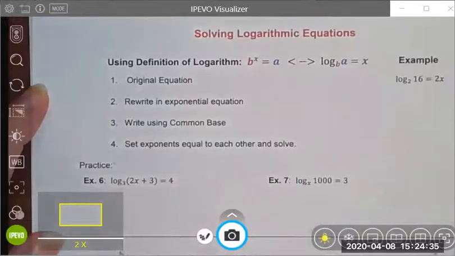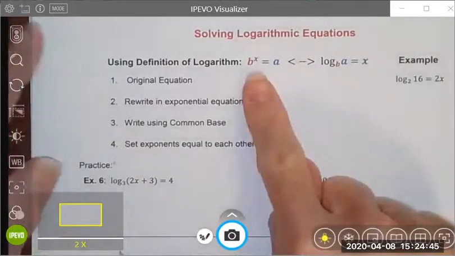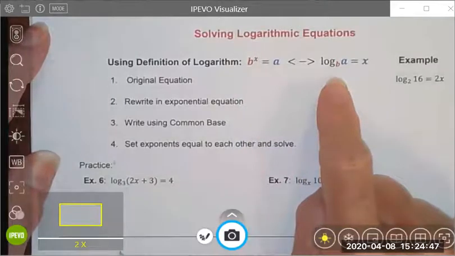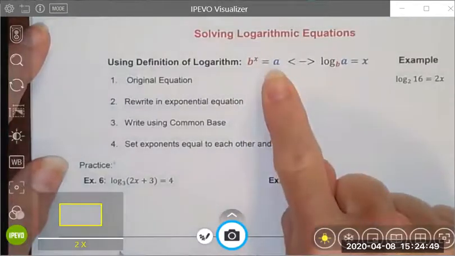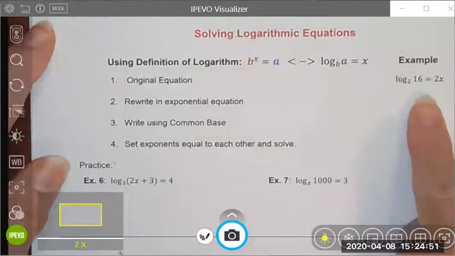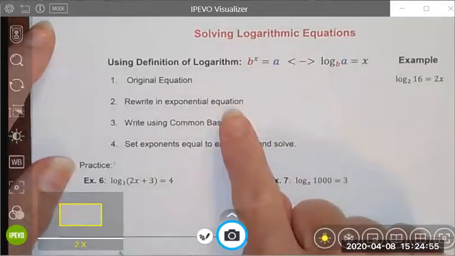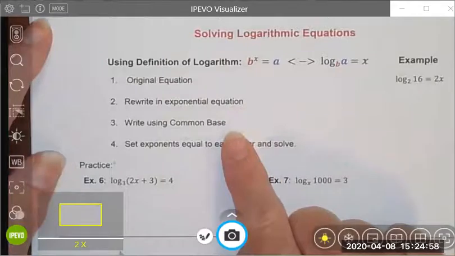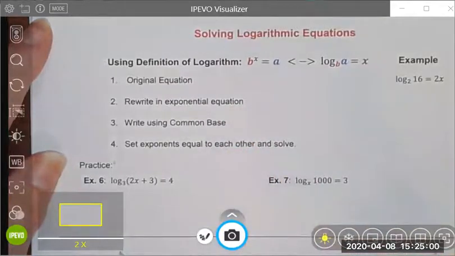One cool thing about understanding the property of equality for exponential equations is that it can help us solve logarithmic equations. Remember that I can take any exponential function and rewrite it as a logarithmic function and vice versa. So if I'm given a logarithmic equation to solve, I simply rewrite it as an exponential equation, write it using common bases, and then solve the way we just learned.